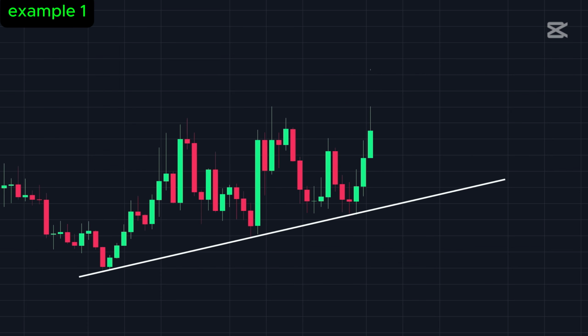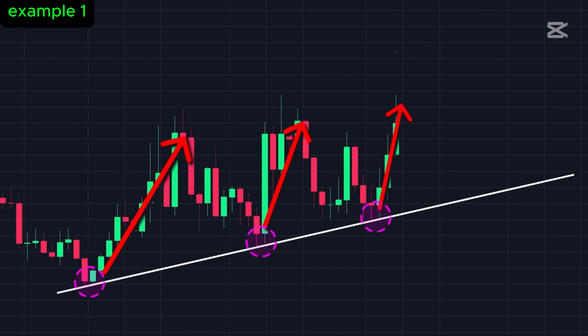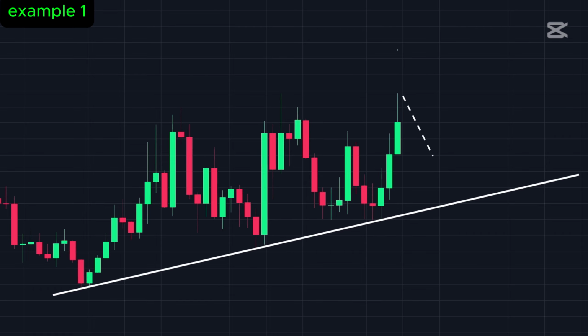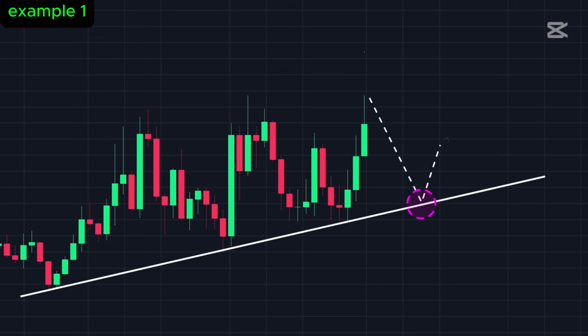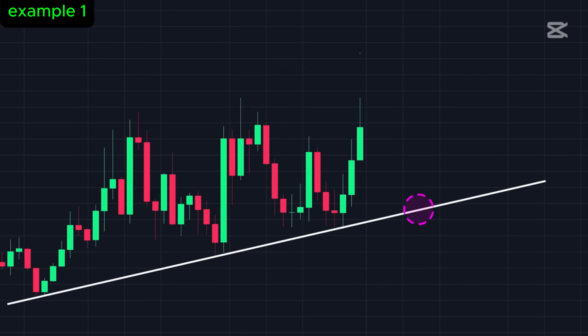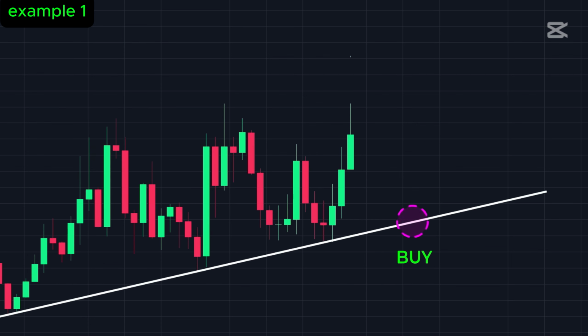For example, in this chart, we have drawn a trend line by connecting the lows. Notice that in the past, the price tended to bounce up whenever it touched the trend line. This tells us that in the future, if the price approaches the trend line again, there is a high probability that we can expect another bounce. So, a potential entry point here would be to place a buy order when the price retraces to the trend line.